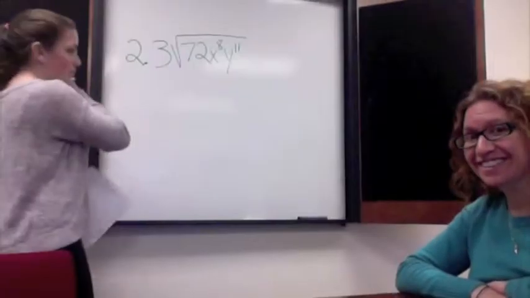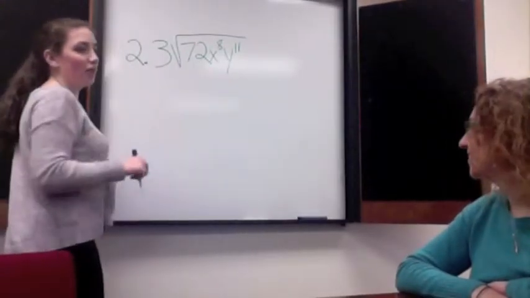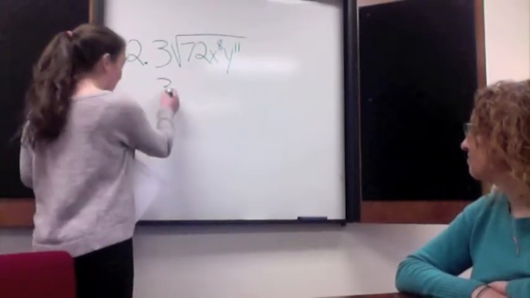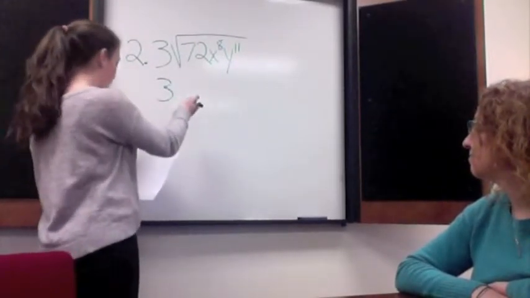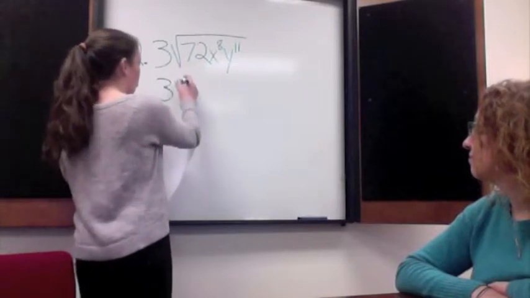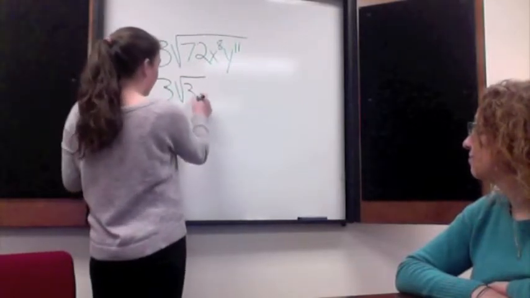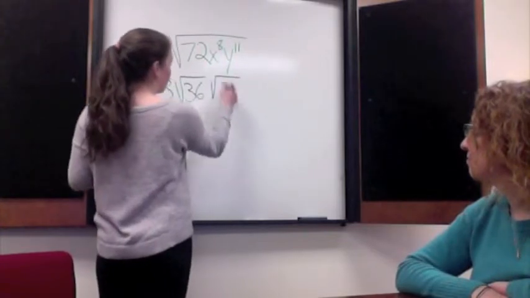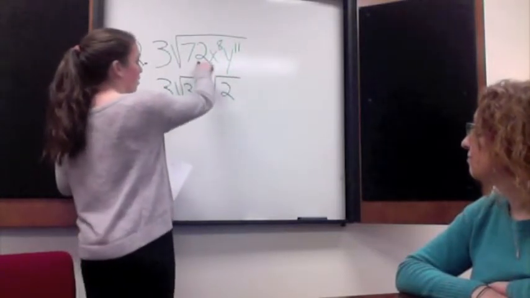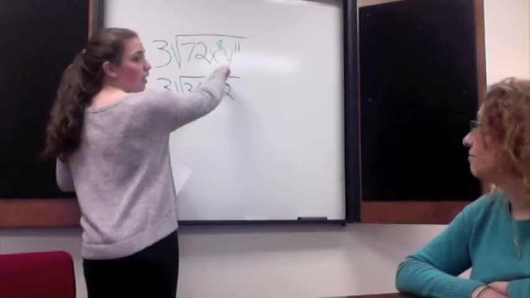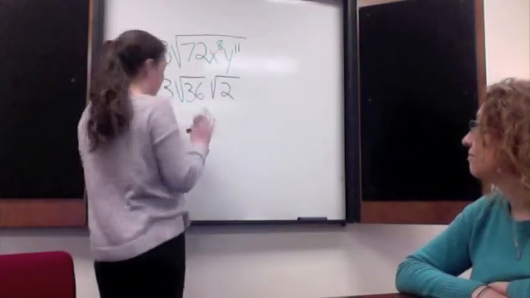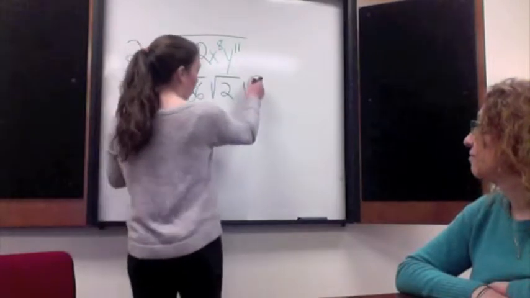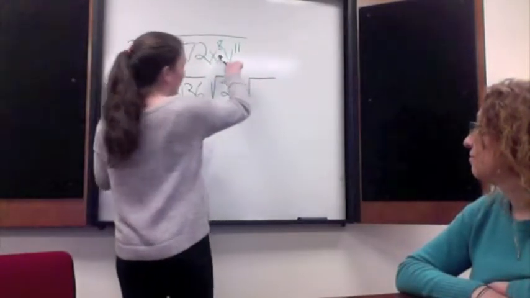So now, Gaby, please. We bring down the 3, because it's on the outside of the radical, and square root 36 and square root 2, because we're breaking up 72, because we can break it up into 36 and 2. Okay? Cool. Because it's not a perfect square, so you have to break it up. Then we do another radical, and that is a perfect square.